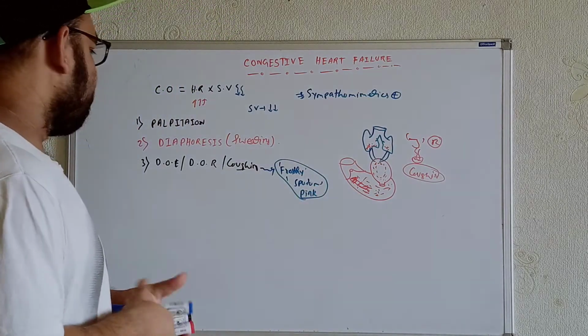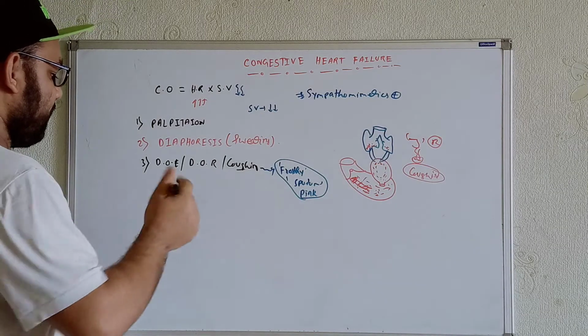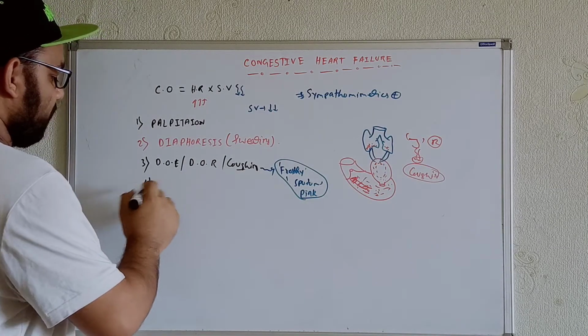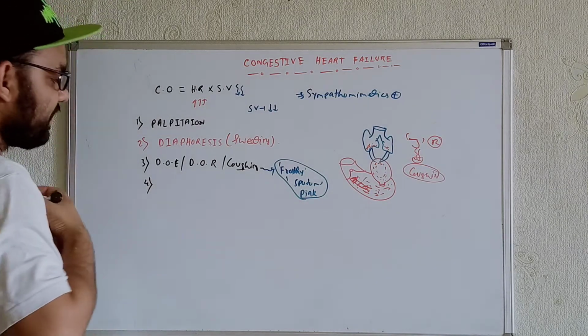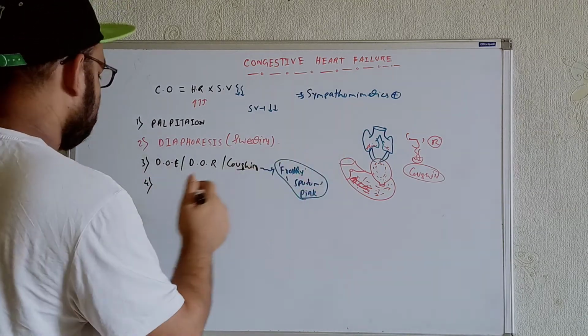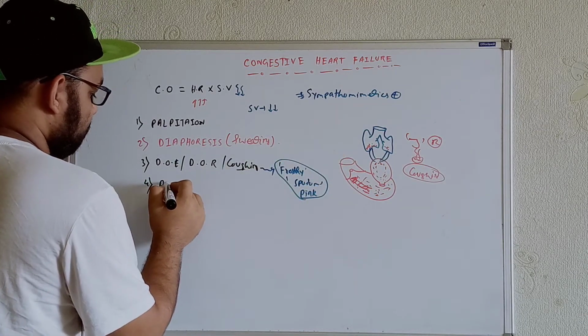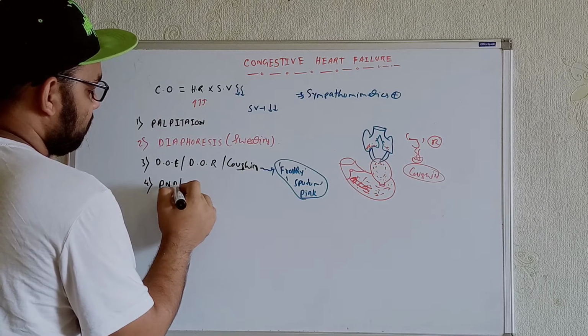Now, the next problem we will see is as far as the sleeping cycle is concerned. We will get these things: paroxysmal nocturnal dyspnea, and we can get orthopnea.